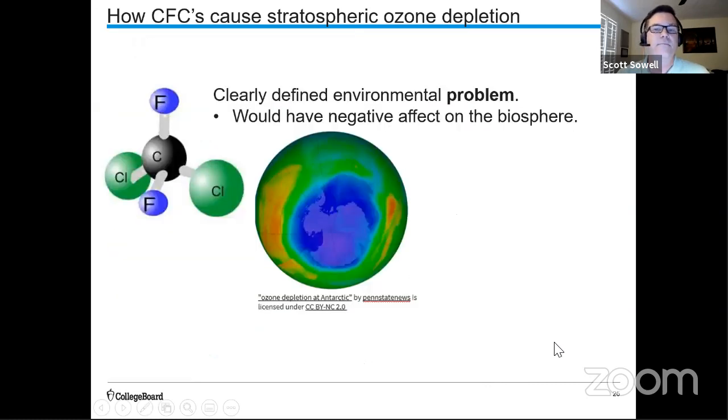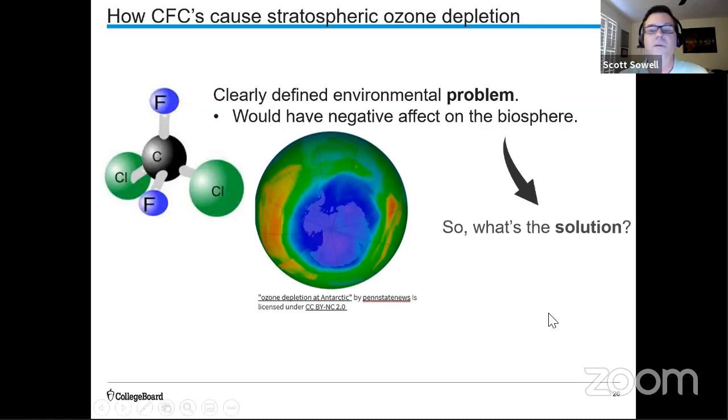So what does that mean? Clearly we have a problem here. We would have a significant effect on the biosphere if the ozone layer, if stratospheric ozone were to be completely depleted. We would have very significant impacts, not only on human beings in terms of skin cancer and cataracts, but if we are experiencing genetic damage to our DNA from that UV radiation, so would other life forms. And so we would have lots of broad impacts from that.